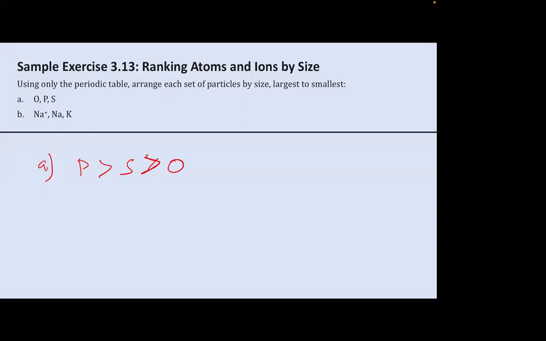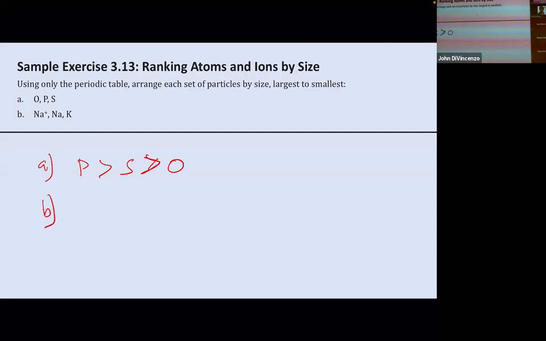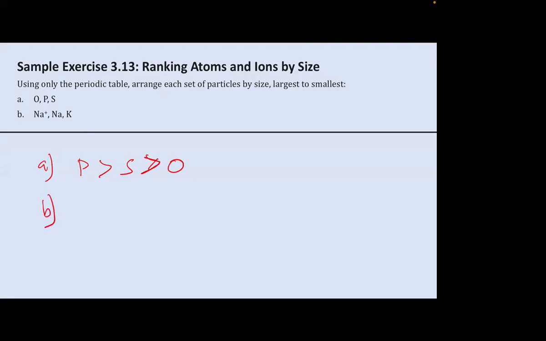Now, sodium cation, sodium and potassium. Which one's the biggest? Potassium, right? It's down below sodium, and the cation's going to be smaller than the atom. So potassium's got to be first, and then sodium, and then the sodium cation. Okay.